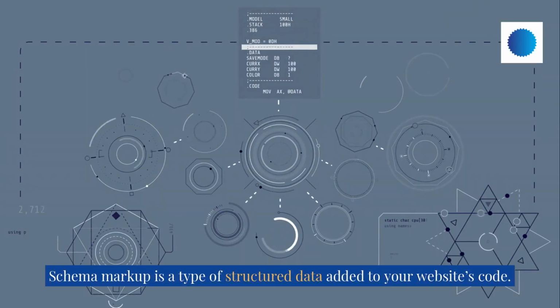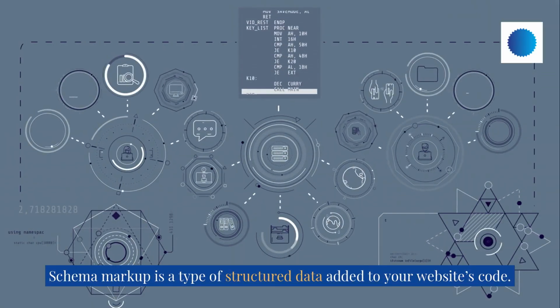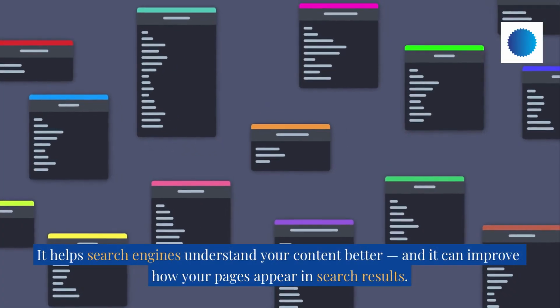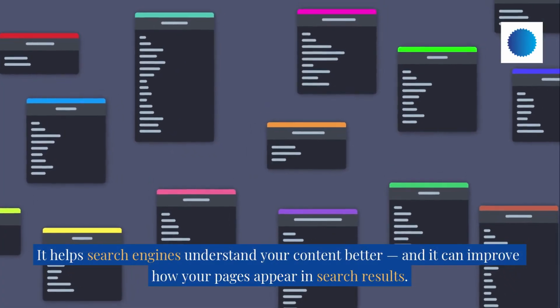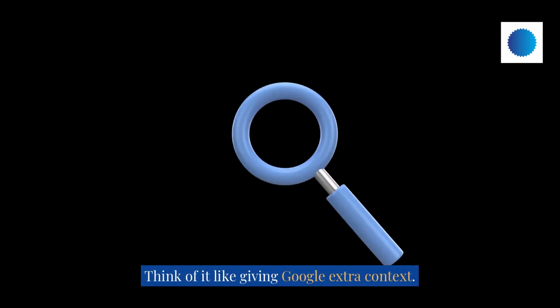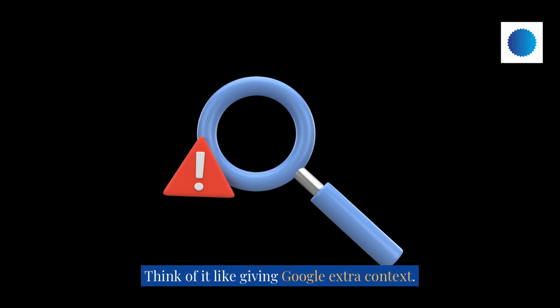Schema Markup is a type of structured data added to your website's code. It helps search engines understand your content better, and it can improve how your pages appear in search results. Think of it like giving Google extra context.